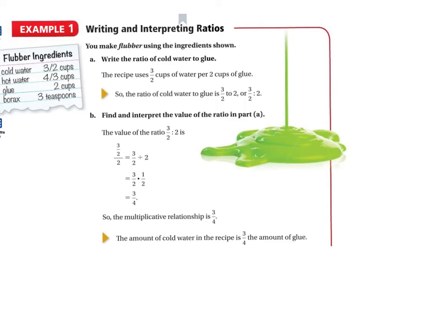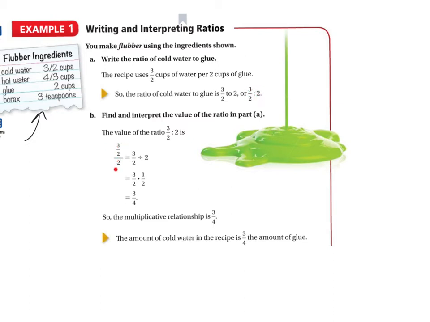Finally, moving on here. Okay, so you make flubber using the ingredients shown. Flubber is this green stuff. Write the ratio of cold water to glue. So the recipe we're looking at over here uses 3/2 cup of water per 2 cups of glue. Okay, and it asks us what's the ratio of water to glue. So if it asks us for the ratio of hot water to borax, we'd be looking at 4/3 to 3, but instead we're looking at 3/2 cold water to glue 2, so 3/2 to 2.